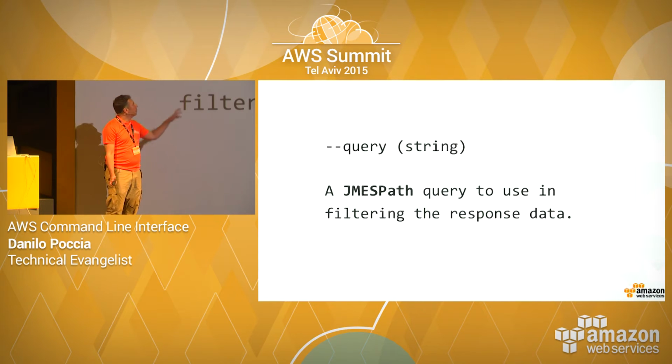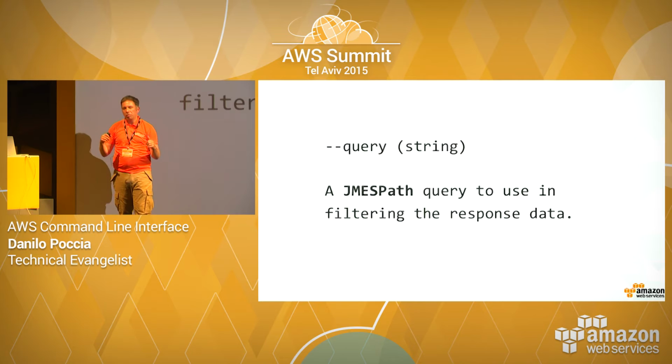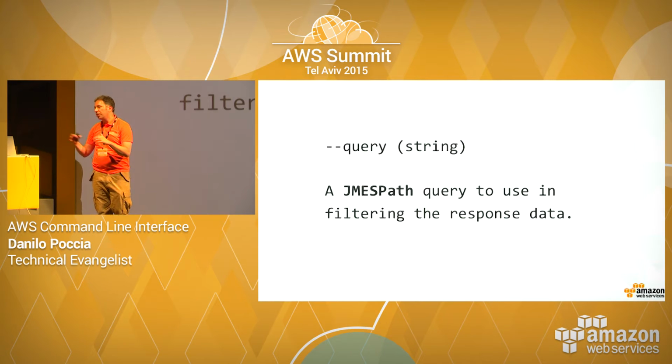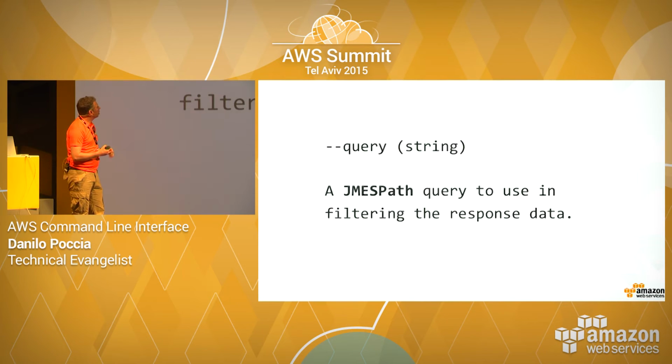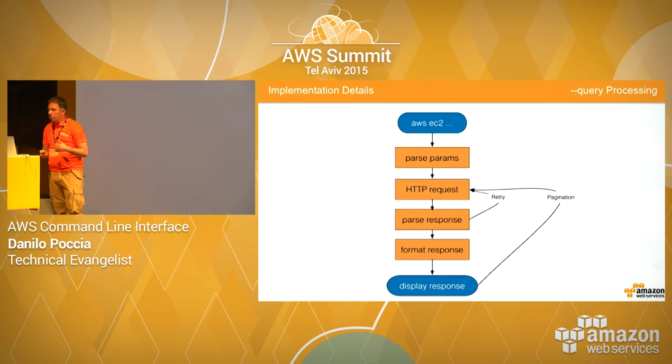And the syntax is --query, and then you put a string. Usually you would put the string that you pass to the command line interface under quotes. And we use the JMESPath syntax. The JMESPath syntax is a standard, and it's a query syntax for JSON content. So how does it work? It works in this way.